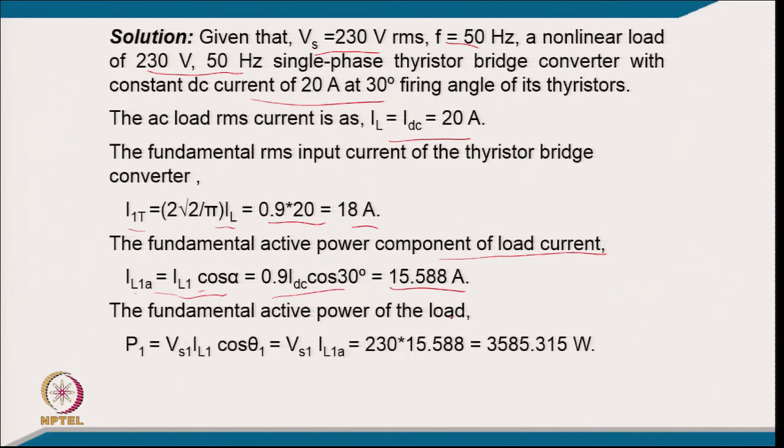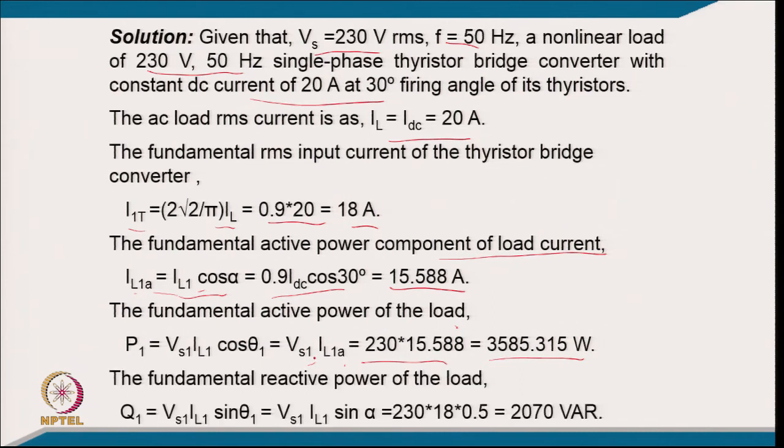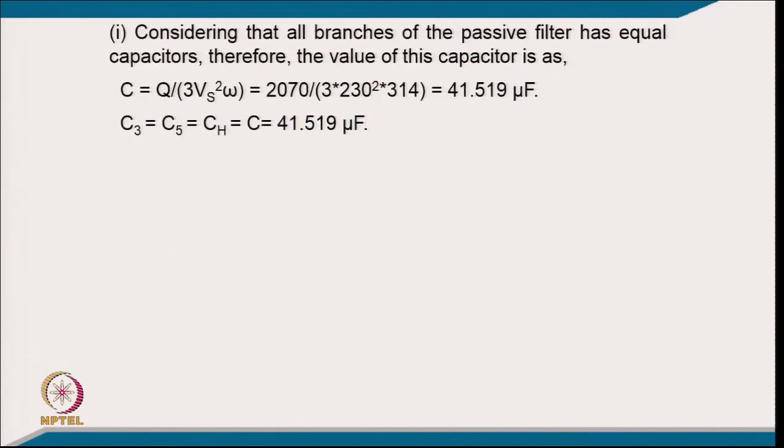So, the fundamental active power of the load will be Vs1 into IL1 cos theta 1, that is VL1 IL1. Putting the values 230 into 15.588, it comes to 3585.315 watt. The reactive power of the load will be Vs1 into IL1 sin theta 1, where theta 1 is alpha, and putting in all the values you will get 2070 VAR as the reactive power required for the load. This will be provided by the passive shunt filter by proper design.